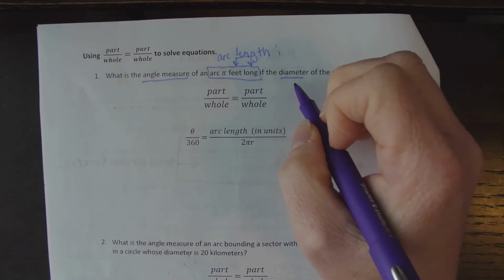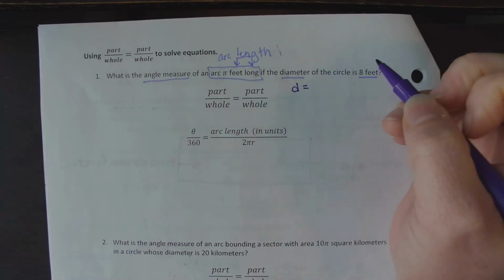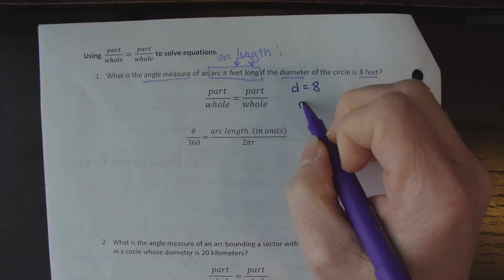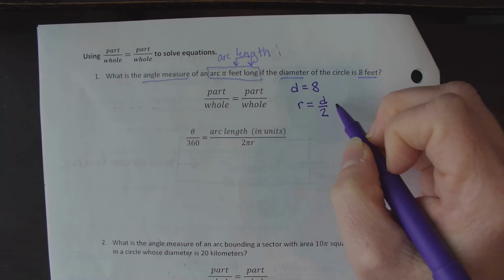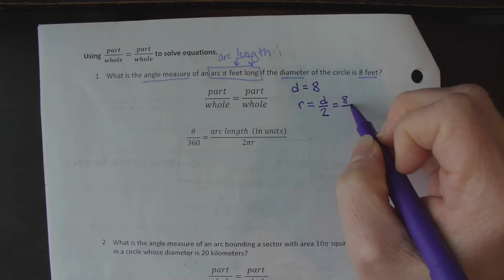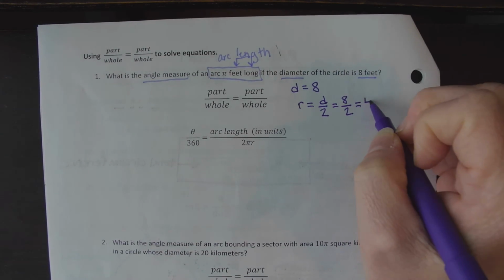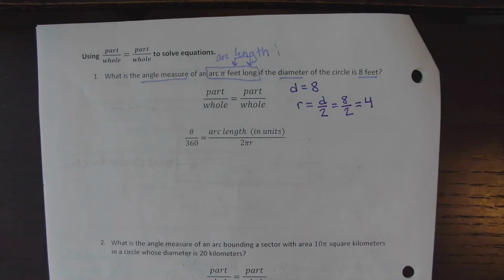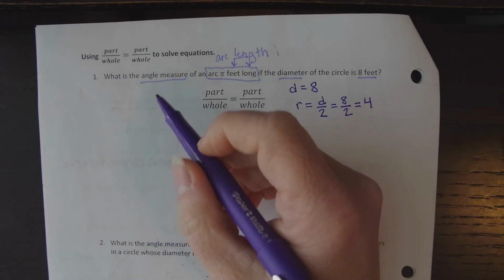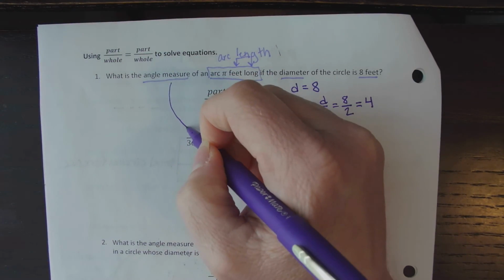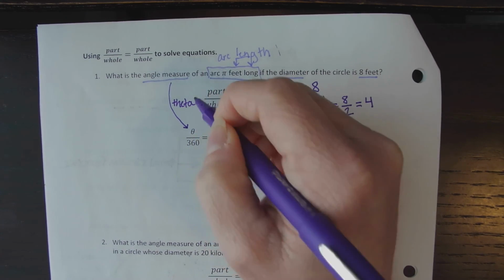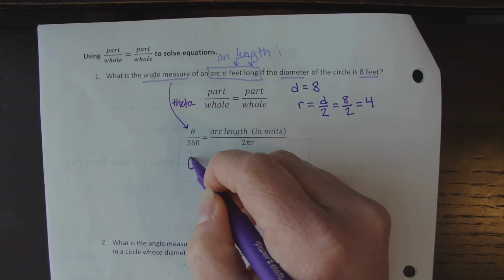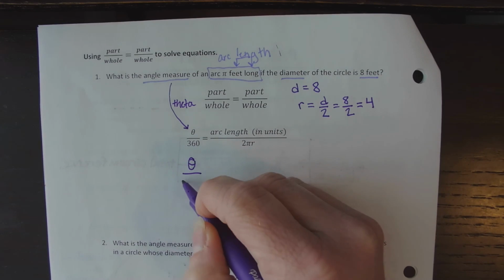Now notice it has the r. I was given the diameter, so the diameter is equal to 8. Well, I know the radius is half the diameter, so I would divide it by 2, and 8 divided by 2 is 4. All right, so let's plug in what we know. We are solving for the angle measure. That is the theta. Now I could change that to a variable, or I could just leave it as theta. I'm just going to leave it as theta.